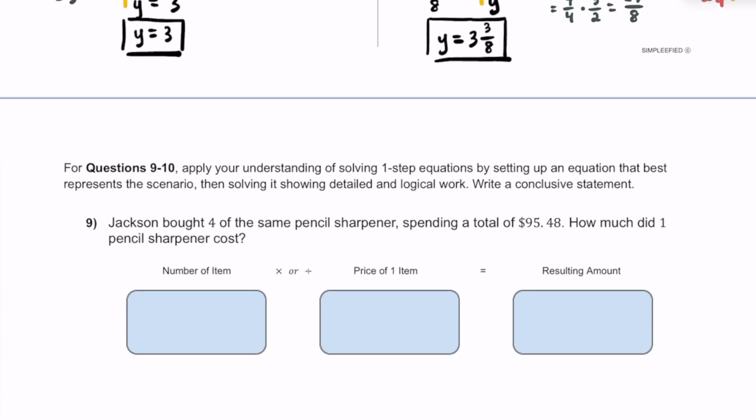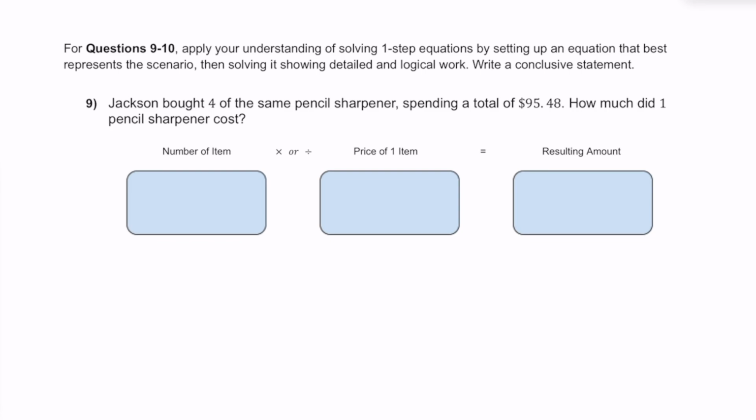All right, let's try a few different application problems now. For 9 and 10, let's go ahead and apply our understanding to some problems that are not so straightforward, that maybe you have to kind of think about how to set it up and put the right pieces in the right spots before we can start solving. So we're going to go ahead and set up a one-step equation. Once we set up our one-step equation, we're going to see if we can also show some detailed and logical work and write a conclusive statement since it's a word problem.